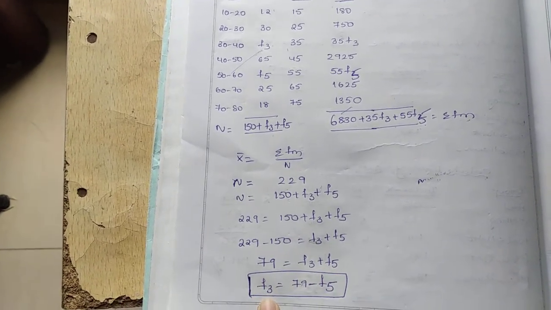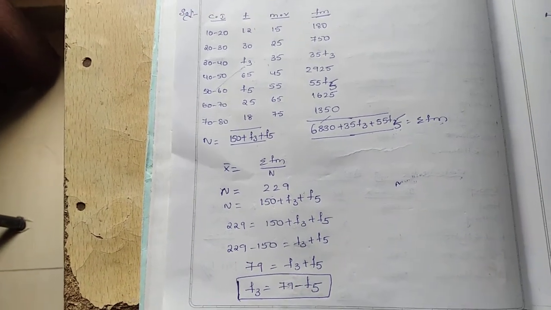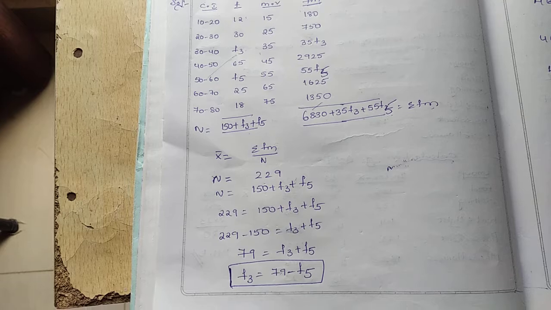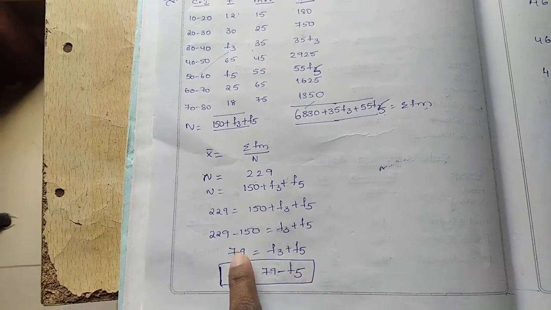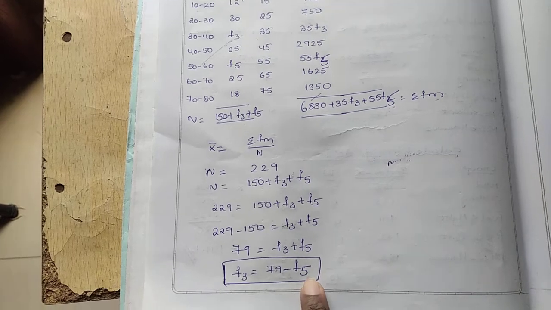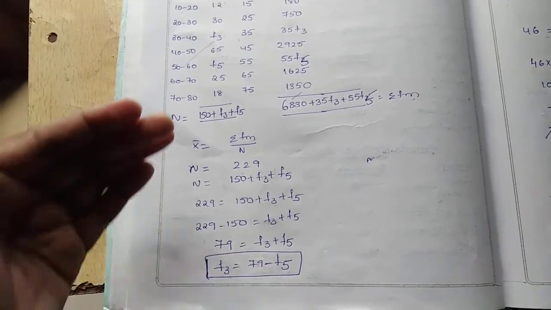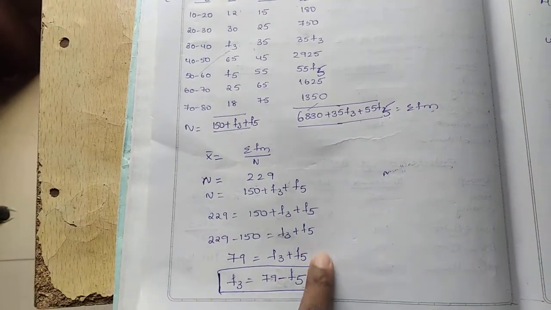So I have brought this side F3. F3 is equal to 79 minus F5. For getting the F3 value, what I have done here is 79 minus F5. If I do 79 minus F5, then I will get the F3 value. So how do we do this? This is the way in case of double missing frequency.